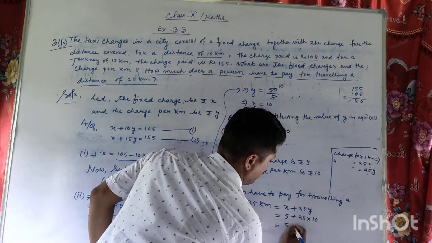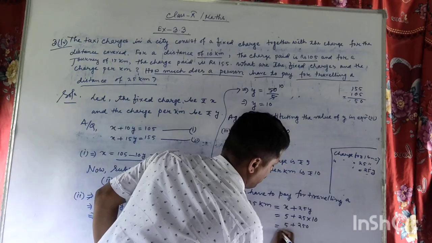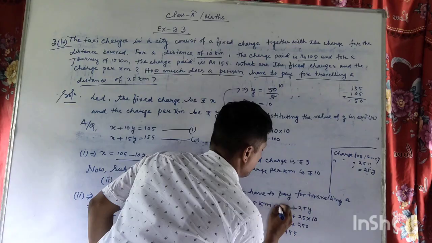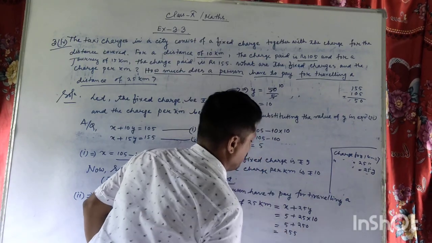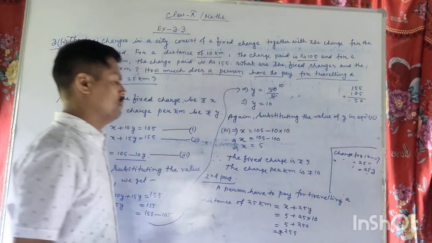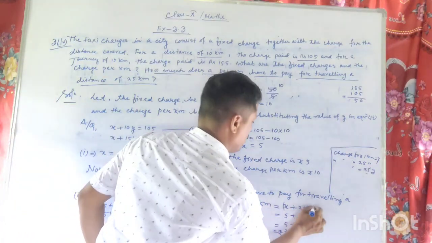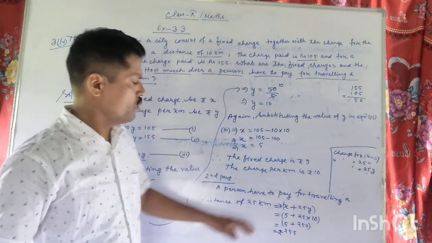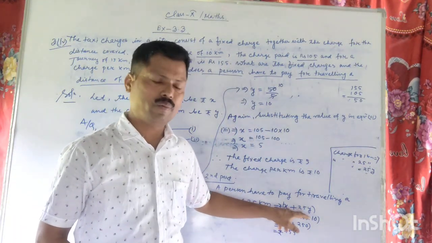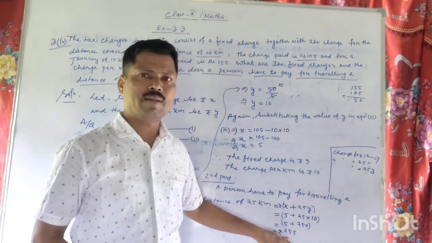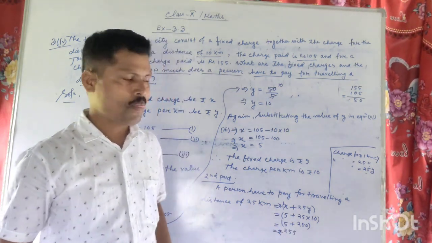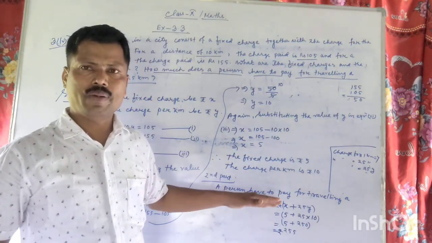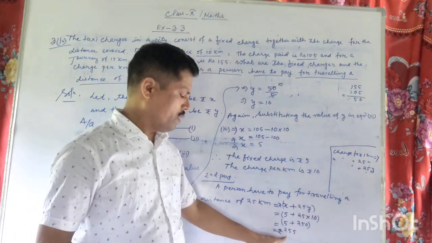So it is equal to 5 plus 250. That means 255. Here we have to write it in rupees, rupees 255. So x is the fixed surge and 25y is the kilometer-wise surge. After calculating this, we get 255 rupees. So that particular person has to pay for traveling a distance of 25 kilometer rupees 255.